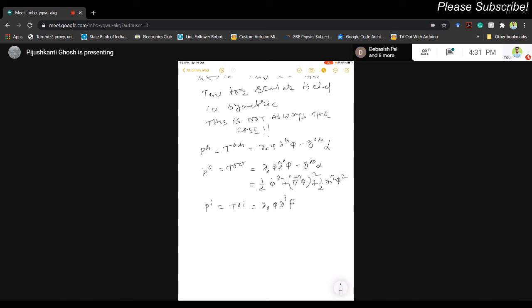Now you can consider any other example. Say you can talk about rotation, you can talk about other symmetry transformations, and you will find that you get similar expressions.